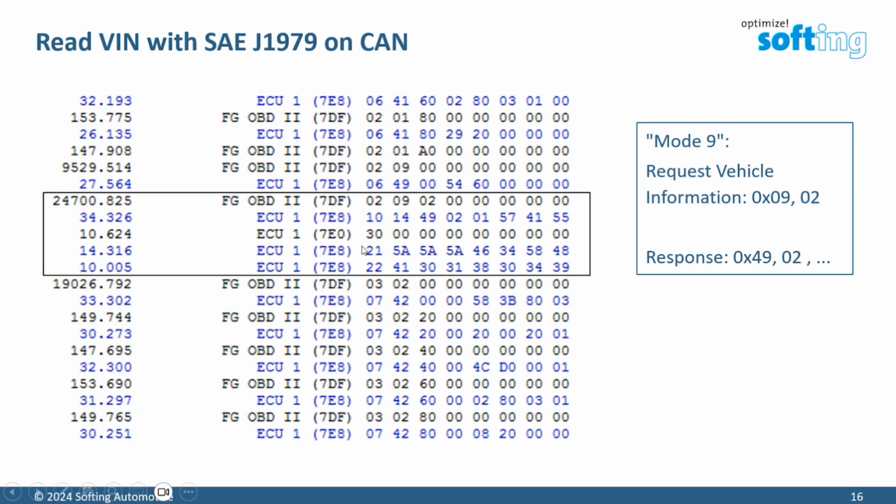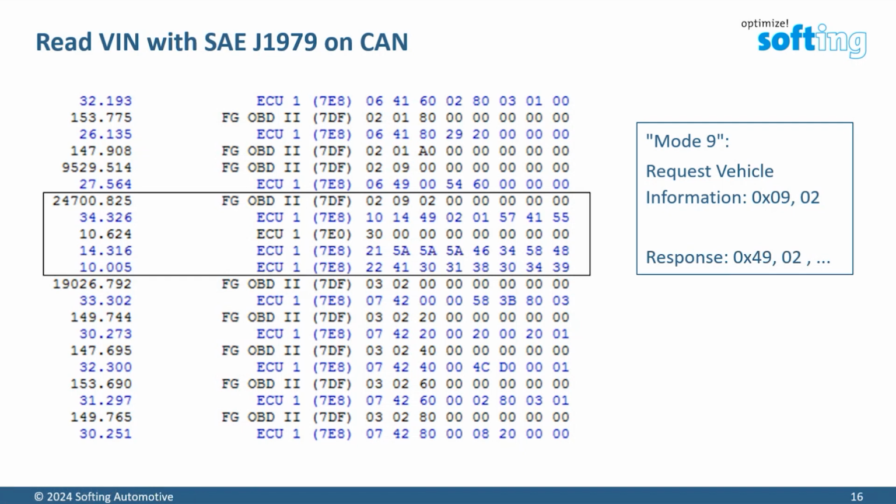And the answer is here. 49 is the answer to the 0902, which means okay. The following will be the VIN, and this number that is coming then needs 3 more CAN messages to be submitted and contains the VIN. Meaning that the request to read the VIN with the old protocol, the J1979, needs only 2 bytes. 09 and 02, 2 bytes, that's all.